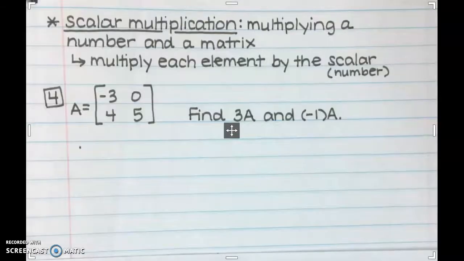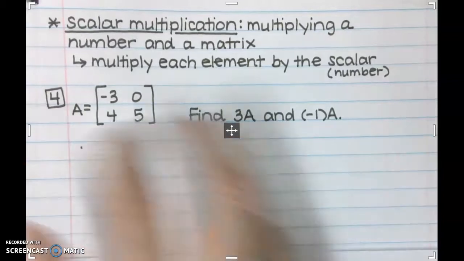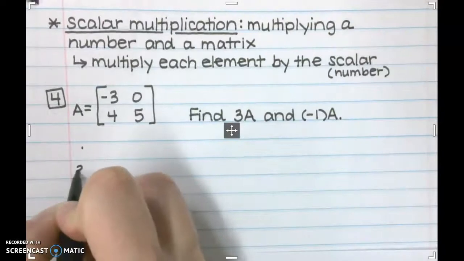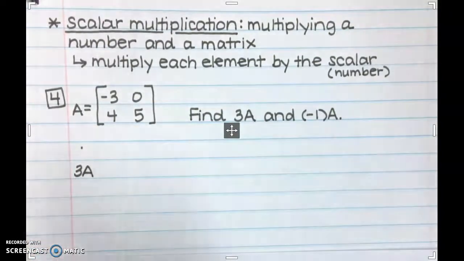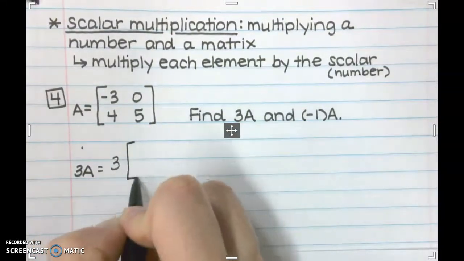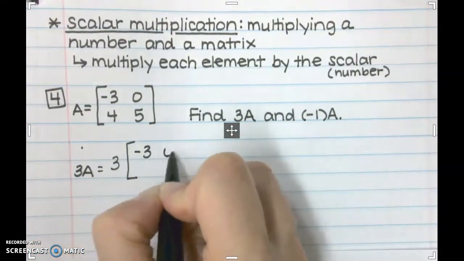Okay, let's look then at some multiplication. We're going to start with something called scalar multiplication. When we talk about scaling a matrix, what we're saying is we're multiplying a number and a matrix. We're going to multiply each element in our matrix by the scalar, by the number, by that value. Let's see if we work with matrix A here, if we can find 3A and -1A. I'll start with 3A. What this is asking me to do is to take the number 3 and multiply it by this matrix A.